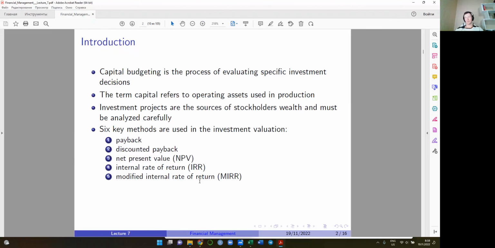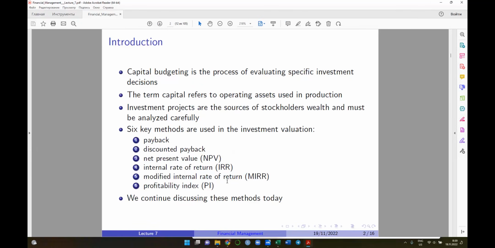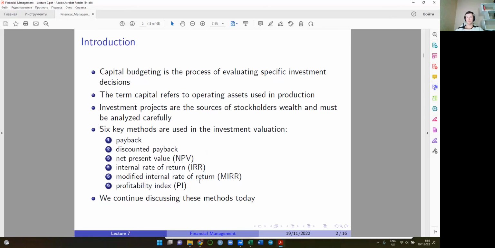We still don't know what the modified internal rate of return, MIRR, is. That's what we are planning to study today. And the profitability index, very simple. If you know how to compute net present value, the profitability index is not difficult. So we continue discussing the particular features of these methods today.